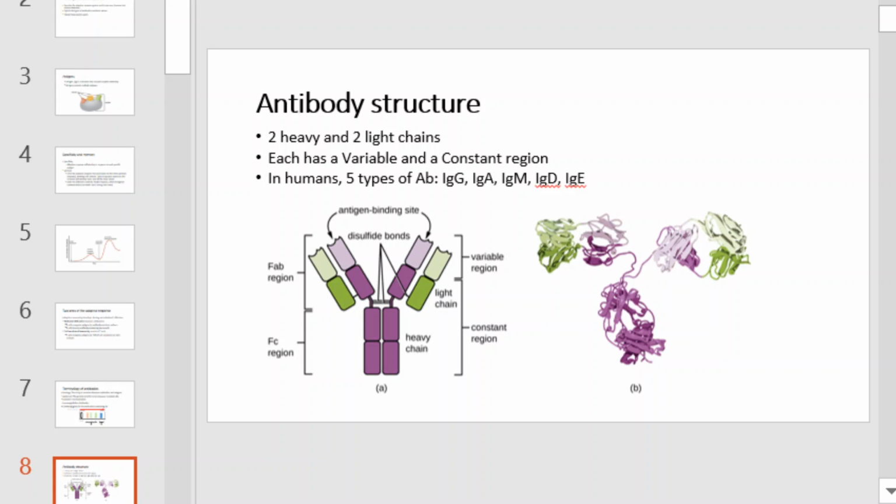Here we see a generic view of antibody structure. In a generic sense, antibody structure is made up of two heavy and two light chains. Each has a variable and a constant region. In humans, there are 5 types of antibodies listed here.